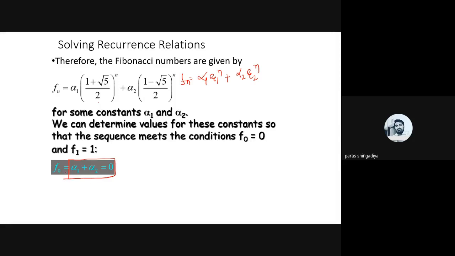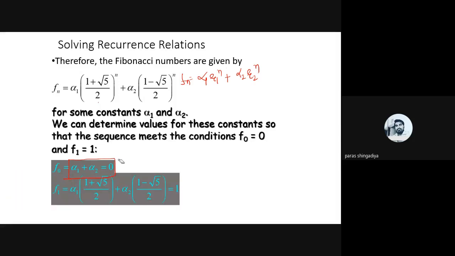Okay, and now the second equation. For n is equal to 1, it will give f1. So f1 is equal to alpha 1 (1 plus root 5 by 2) with the power 1 plus alpha 2 (1 minus root 5 by 2) with the power 1. Okay, means it will be alpha 1 (1 plus root 5 by 2) plus alpha 2 (1 minus root 5 by 2) is equal to 1.